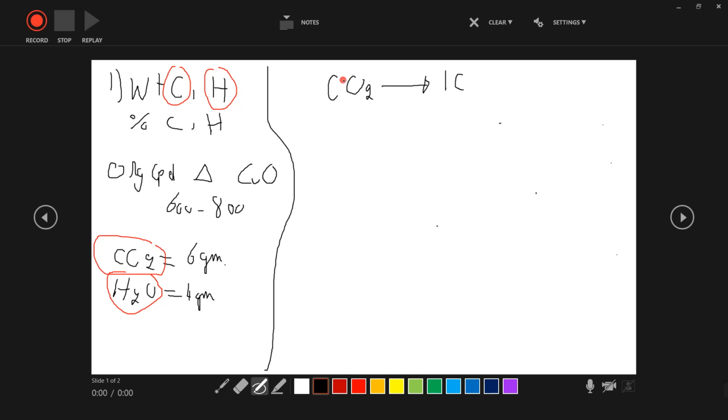What is the molecular weight of carbon dioxide? Carbon is 12, okay. Oxygen is 16. 16 times 2 is 32. 32 plus 12 is 44. So I will say 44 carbon dioxide contains, what is the atomic weight of carbon? We said 12. Contains 12 carbon.